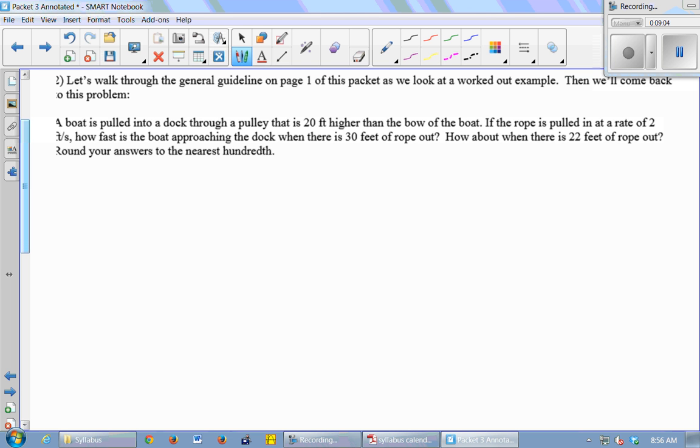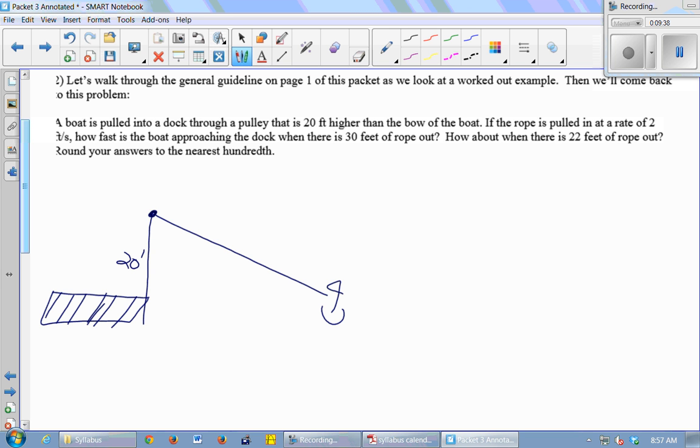So let's see, we've got a dock. Right, there's a dock here. My picture of a dock. Okay. And there's a pulley 20 feet higher than the bow of the boat. So there's some kind of pulley mechanism above the dock attached to my boat that's pulling the boat in. So a boat is pulled into a dock through a pulley 20 feet higher than the bow of the boat. So this has to be 20 feet. And the rope is being pulled in at 2 feet per second. How fast is the boat approaching the dock?